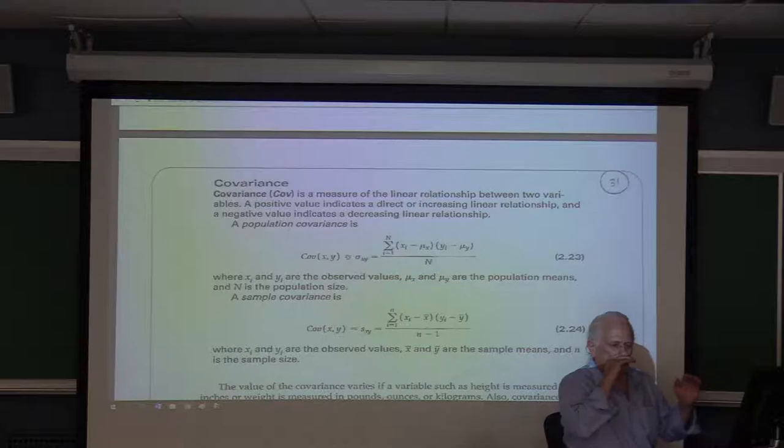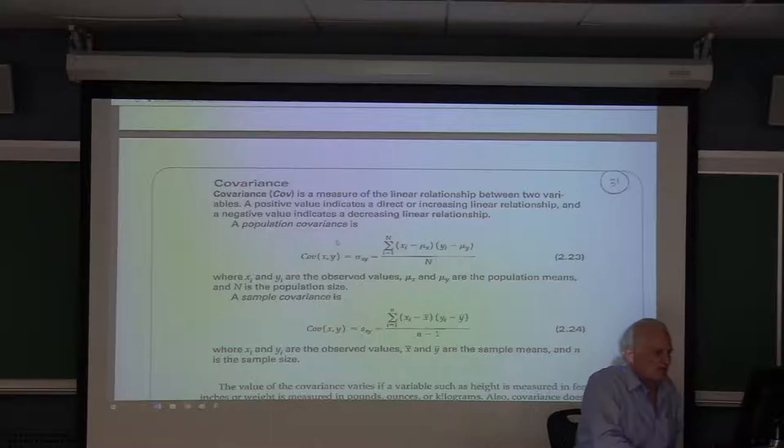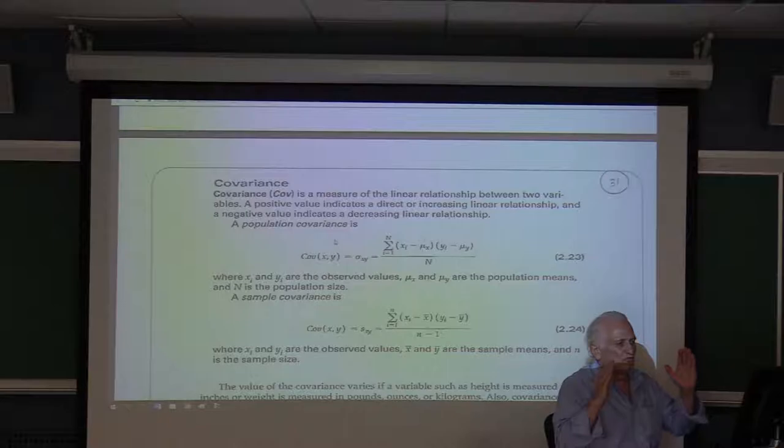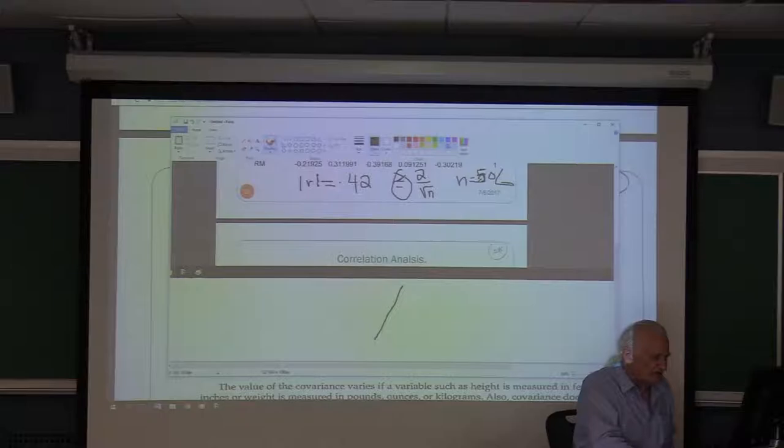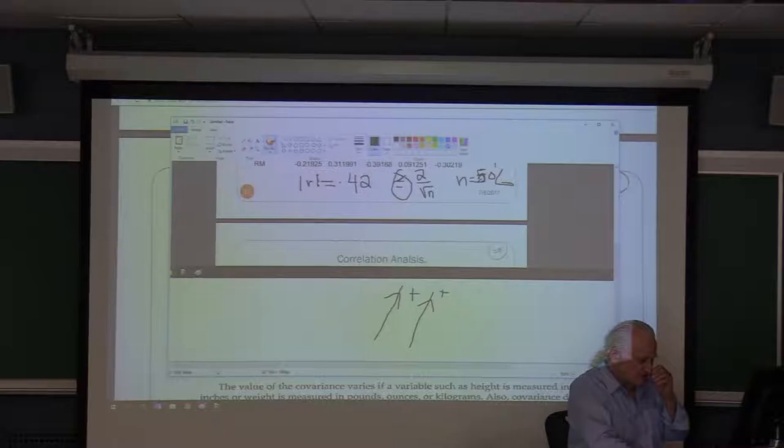Two variables, x and y. The covariance shows how they move. Do they move together in a positive direction? If you have one variable going up and the other going up like this, they both move in the same direction. This moves in a positive direction, this in a positive direction. So the covariance of x, y is positive.